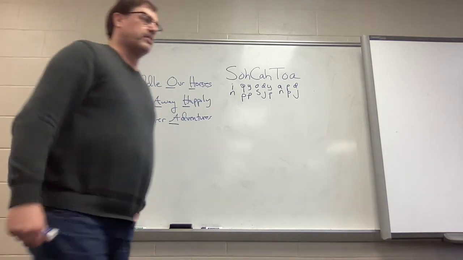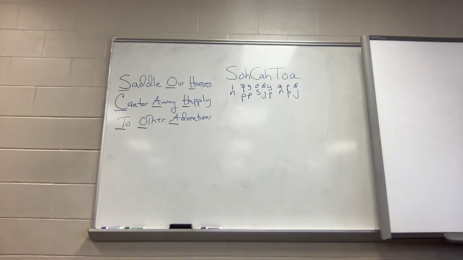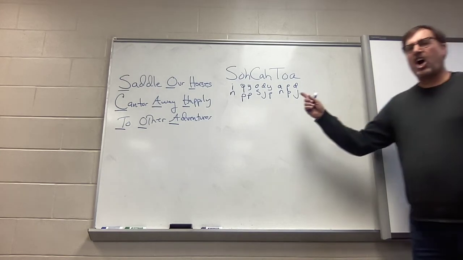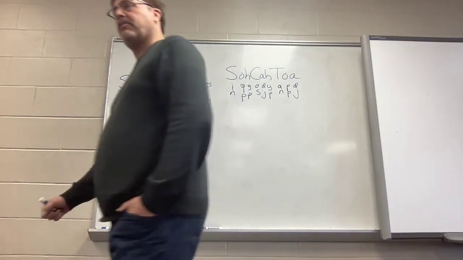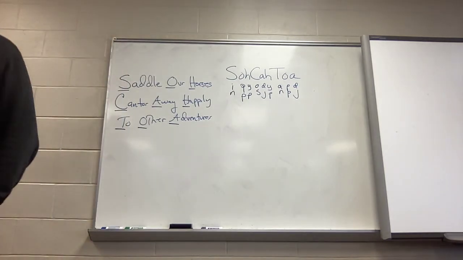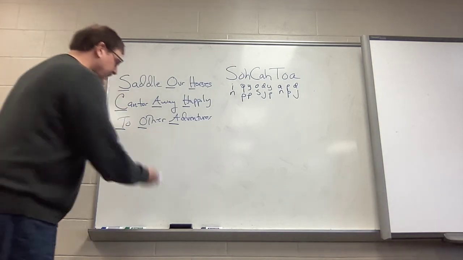Sine is opposite over hypotenuse. Cosine adjacent over hypotenuse. Tangent opposite over adjacent. Or you could memorize SOH CAH TOA. Or you could remember the very happy story. If any of you need a little happiness in your life, think of this: saddle our horses, canter away happily to other adventures. You have many ways to do that.